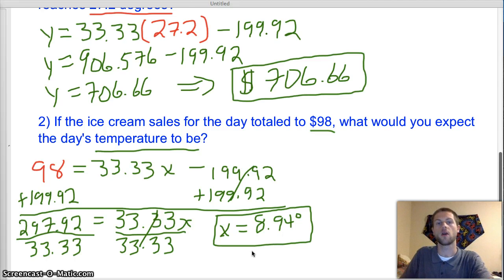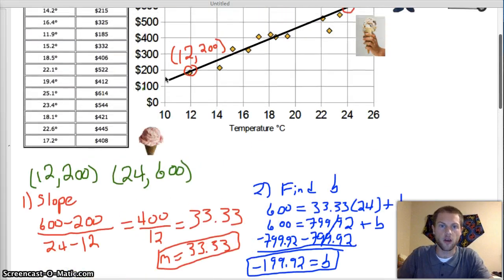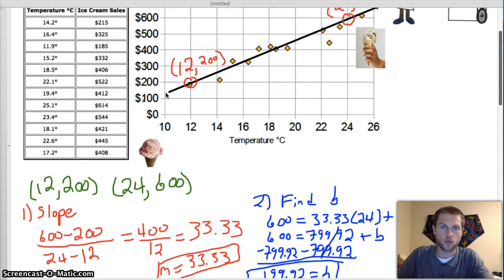8.94 degrees. And that seems like it's a pretty logical answer for what I should expect my temperature to be if I only am able to sell $98 worth of ice cream. If you were to take a look at the graph and look at where about $98 would be if I were to follow my line in this direction, probably somewhere around here. And it looks like that could be a reasonable temperature that would register for that day, 8.94 degrees. So it seems to fit with my best fit line model.